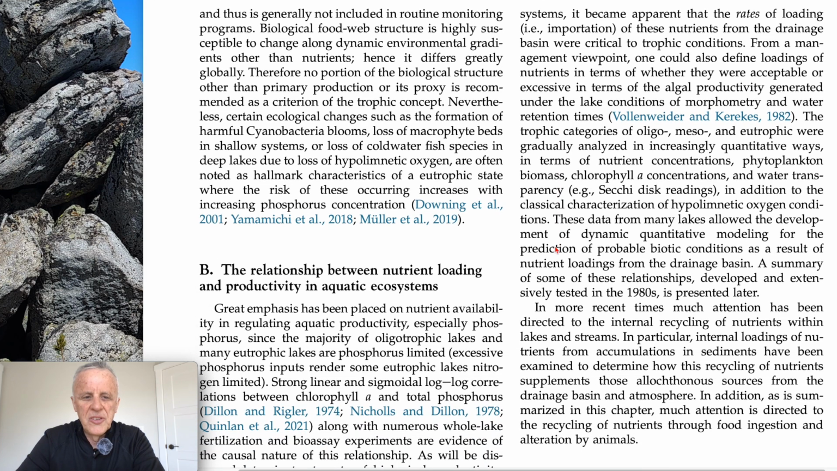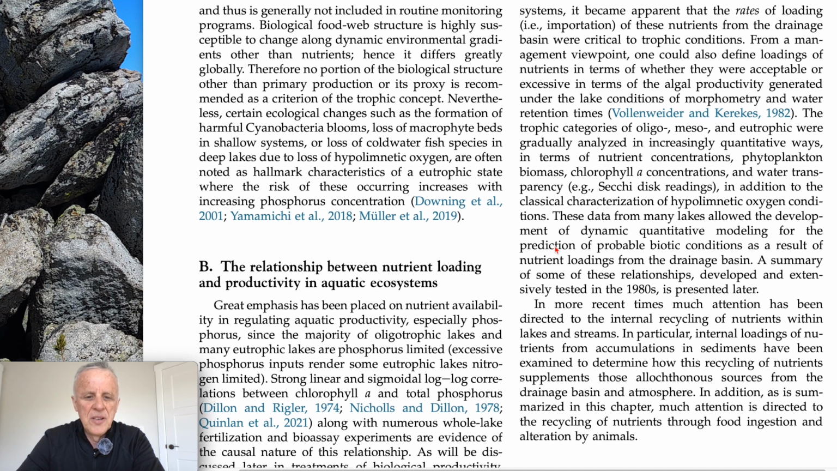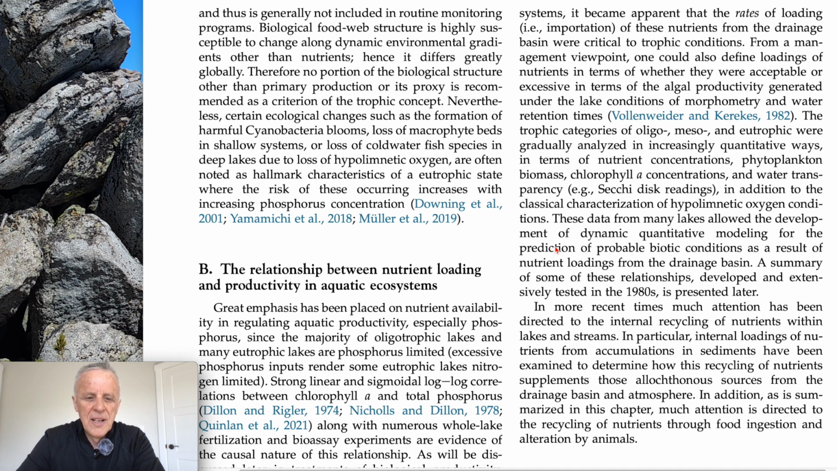Biological food web structure is highly susceptible to change along dynamic environmental gradients other than nutrients. Hence, it differs greatly globally. Therefore, no portion of the biological structure other than primary production or its proxy is recommended as a criterion of the trophic concept. Nevertheless, certain ecological changes such as the formation of harmful cyanobacteria blooms, loss of macrophyte beds in shallow systems, or loss of cold water fish species in deep lakes due to loss of hypolimnetic oxygen are often noted as hallmark characteristics of a eutrophic state, where the risk of these occurring increases with increasing phosphorus concentrations.